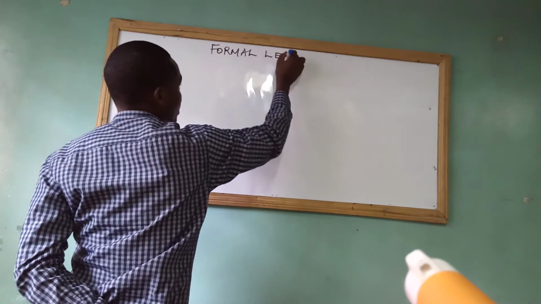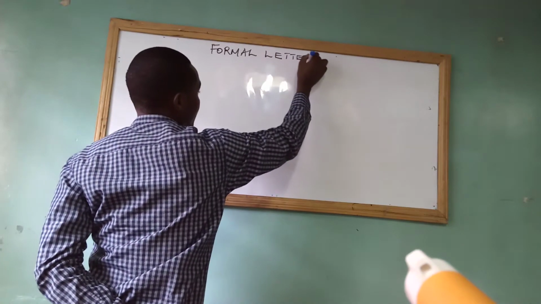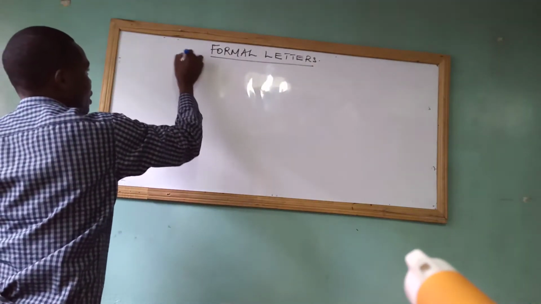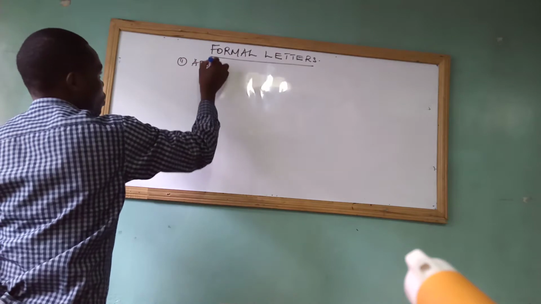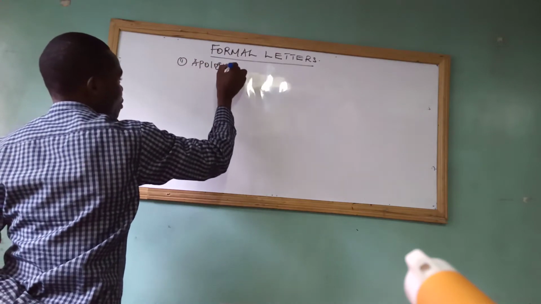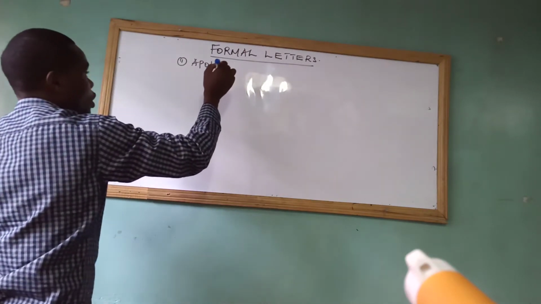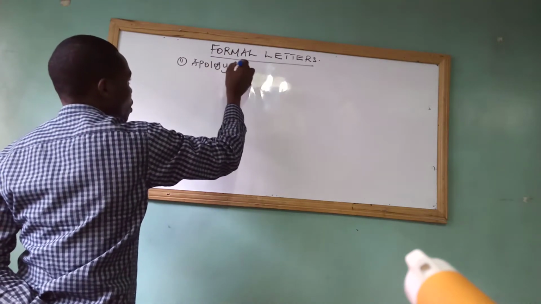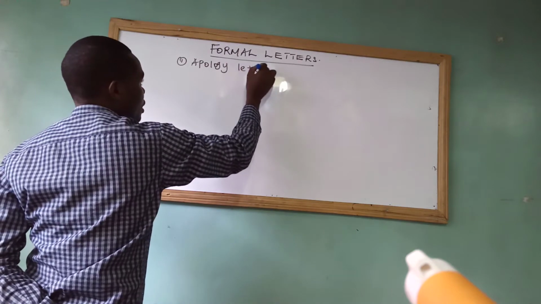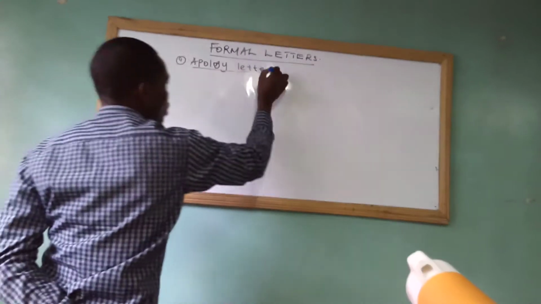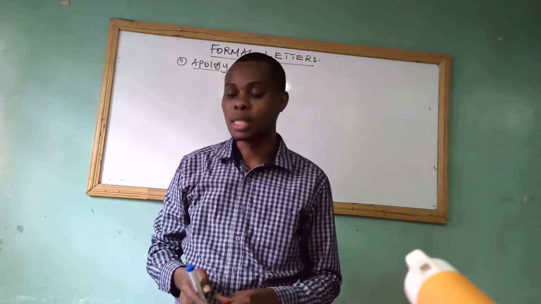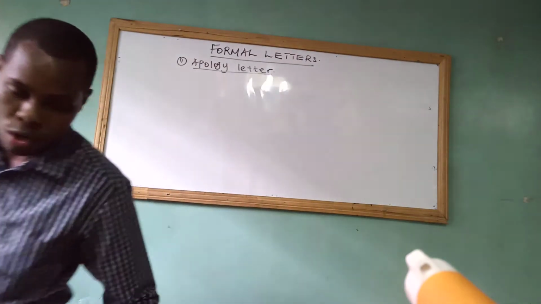The letter that I want us to look at here is an apology letter. After looking at an apology letter, we're going to look at another type of letter, and then we continue with the remaining bit of this topic. So, apology letter. A letter of apology is usually written to apologize for a mistake that has been done or a mistake that has been made.